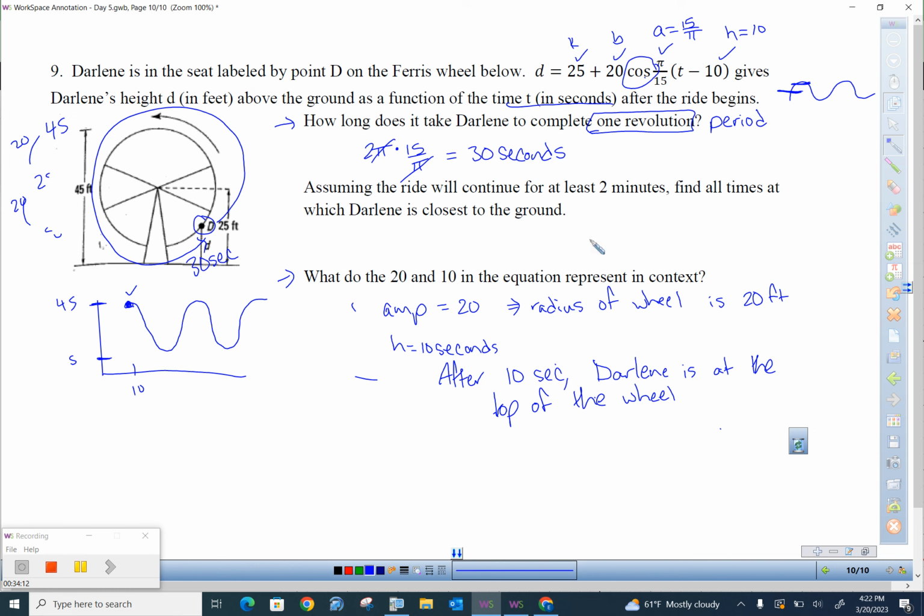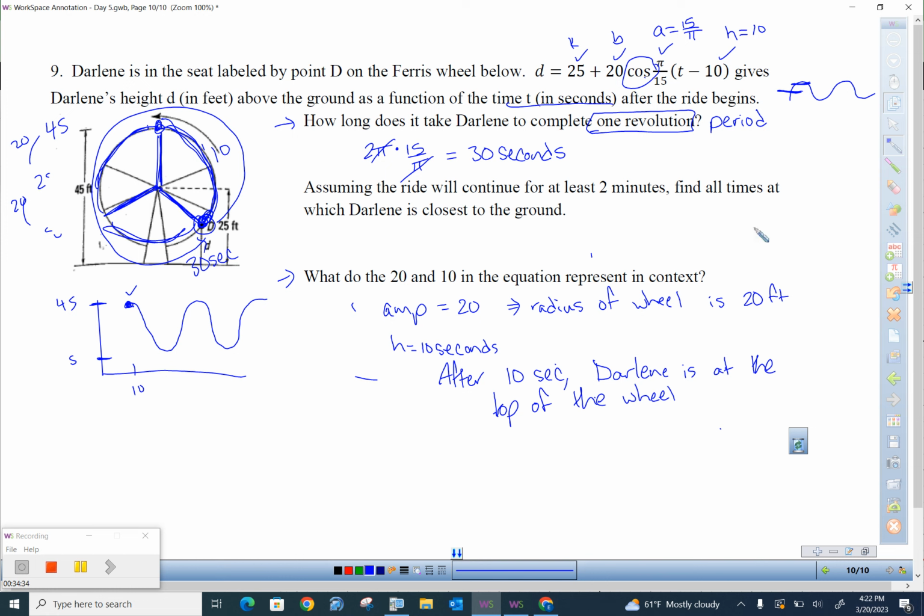We just found out that this 10 represented the time it took from here to the top of the wheel, here, and this is 10. And I hope that seems reasonable to you, because if I split this here, 10 seconds, 10 seconds, 10 seconds, there's my 30 total seconds to get around the wheel. And now that doesn't have to happen perfectly every single time. This h value is going to be directly related to the parent function.